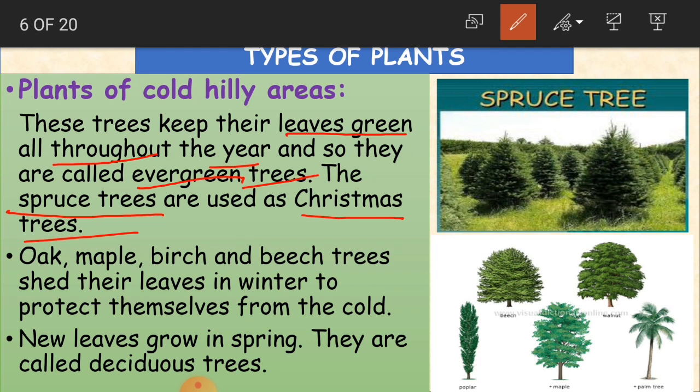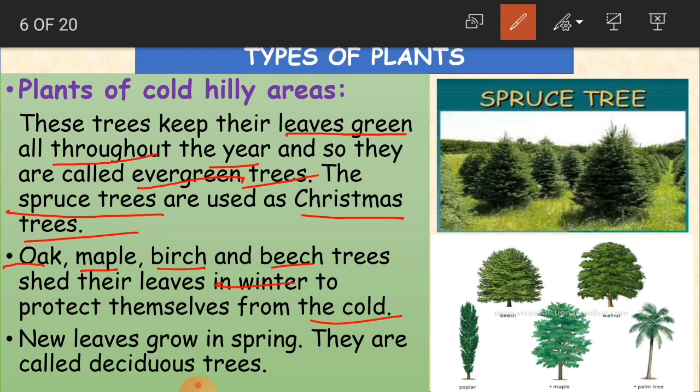Oak, maple, birch and beech trees shed their leaves in winter to protect themselves from the cold. Again, these are another type of trees in cold hilly areas. What are they? Oak, maple, birch and beech. What do these trees do? They shed their leaves in winter. Why? To protect themselves from the cold.